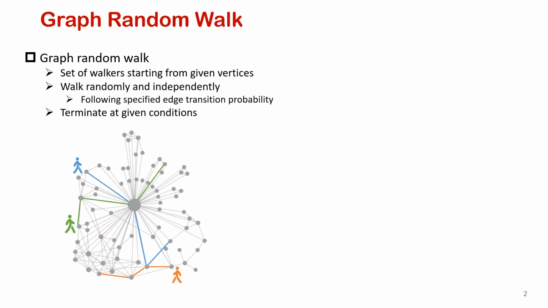First, what is graph random walk? Its input includes a graph and a set of workers placed at their starting vertices. During the walk, each worker walks around by randomly selecting an edge to follow. This lasts for a given number of steps until a given termination condition is met.